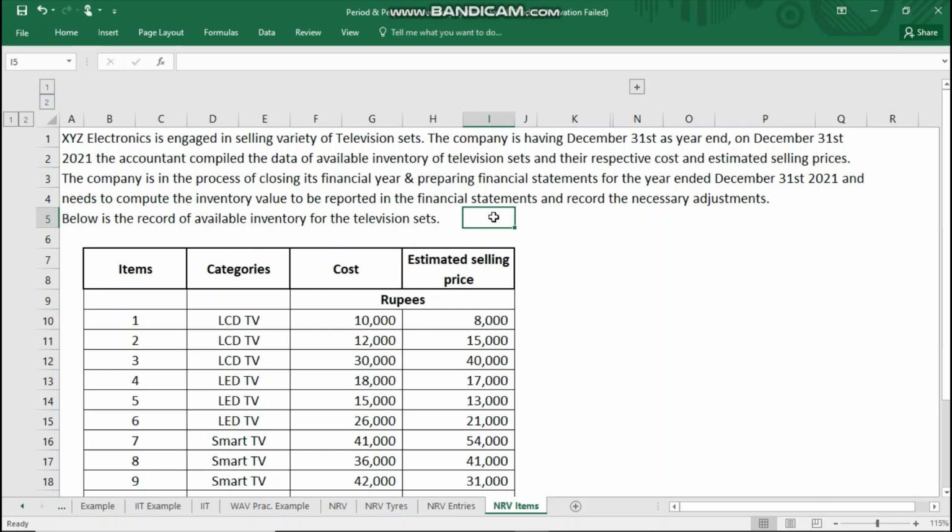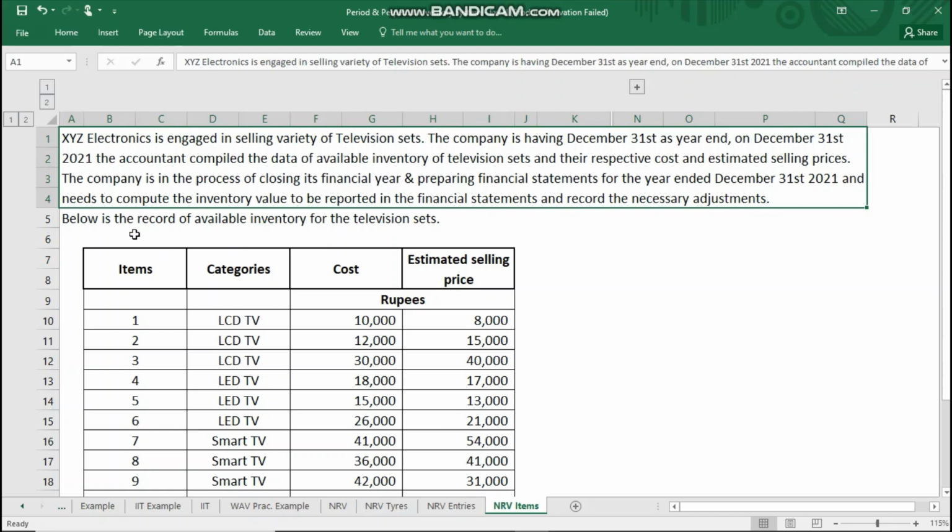Okay, so let's go into the example. I have created this data just to show you how the NRV testing will be done if we are given different items of the inventory.